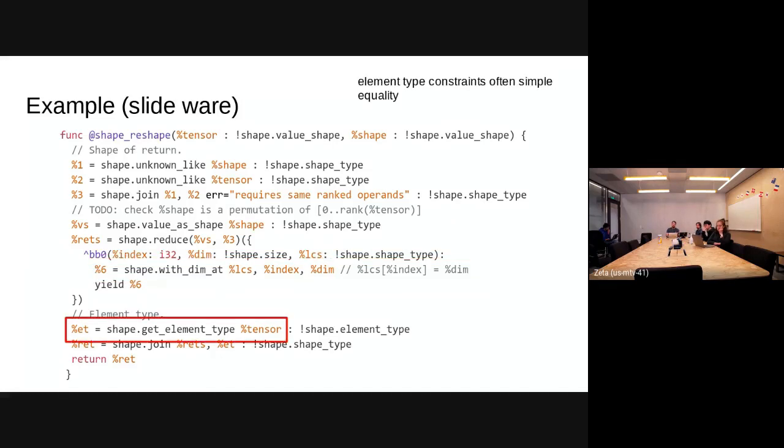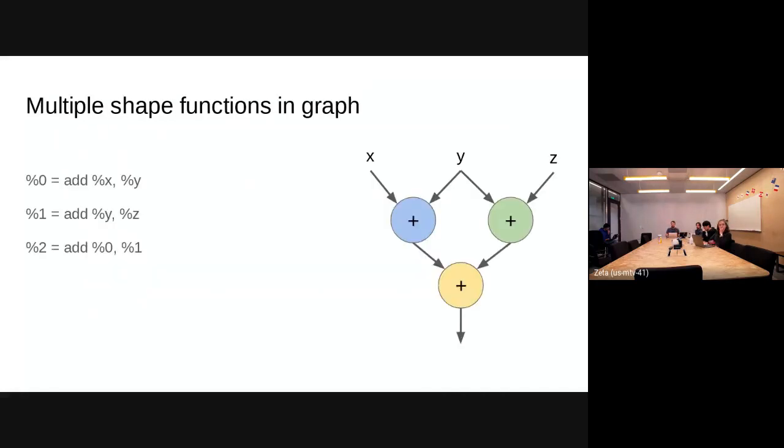Element type is, in a lot of cases, quite simple. In this case, it is constrained: the output element type is the same as the input element type, which you can just return. But the interesting thing is not just the shape function in isolation, and this comes, I think, to one of Vinod's questions as well. What if we actually do have multiple of these, a graph with multiple of these functions? So let's say you have, again, this group of adds, what can we do?